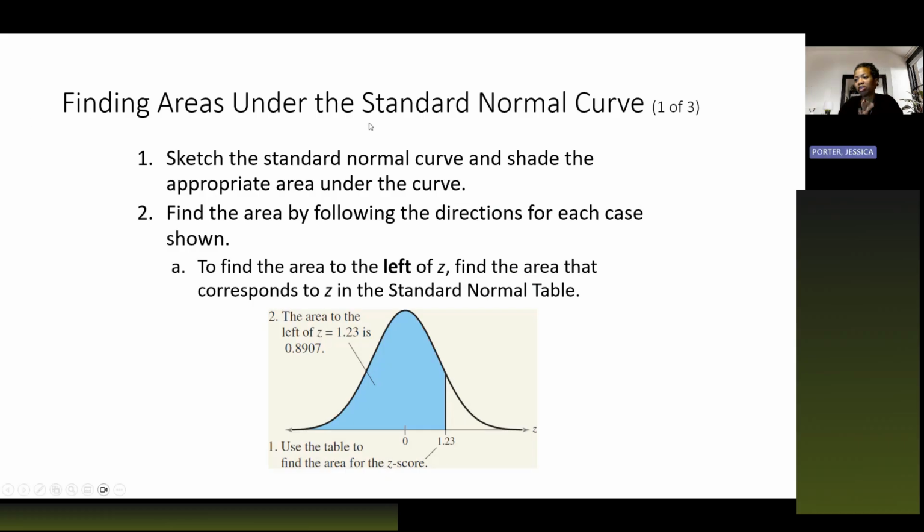Now, we just talked about finding areas under the curve. Of course, your table is going to report values to the left of the z-score. So if I want values to the right of the z-score, I need to subtract from 1. So if to the left of the z-score 1.23 is 0.8907, then to the right of that, this is going to be 1 minus 0.8907. And that's how we read a table.